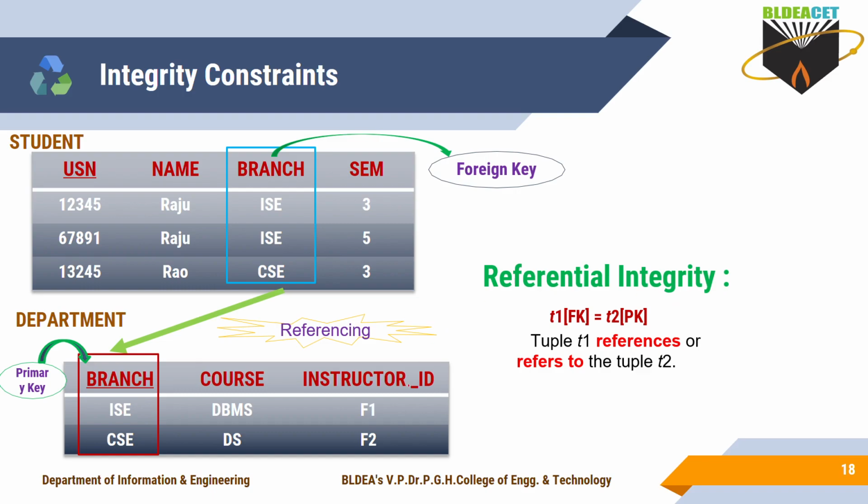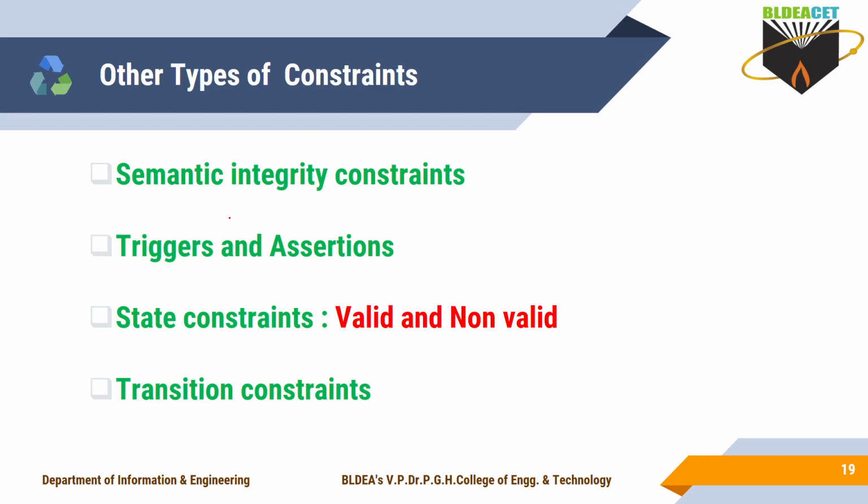Referential integrity means foreign key values must refer to the primary key values. Whatever values you take for the primary key, only those values you can take for the foreign key. Then you call the tuple T1 references, or refers to, tuple T2. This is about the referential integrity constraint. Is it clear? Okay.